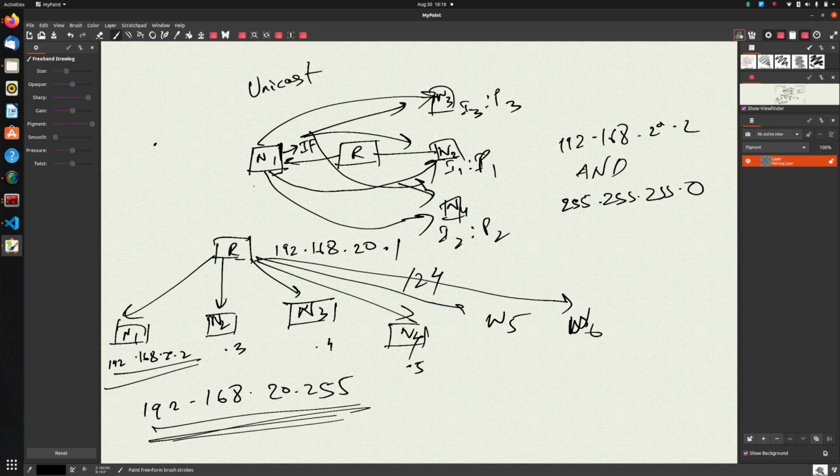With UDP broadcast, N1 doesn't have that control. Whatever N1 broadcasts as a UDP broadcast, all the host IPs present in that network will get that data. So let's say if N1 doesn't want the datagram to be sent to N4, N5 and N6, it cannot do that, right? Unwantedly it will be sending to all the hosts if it's using UDP broadcast.